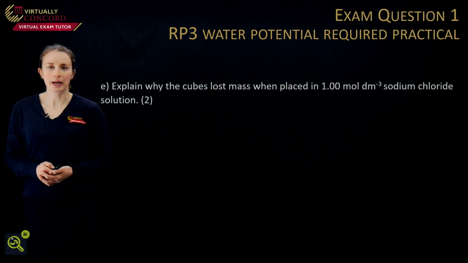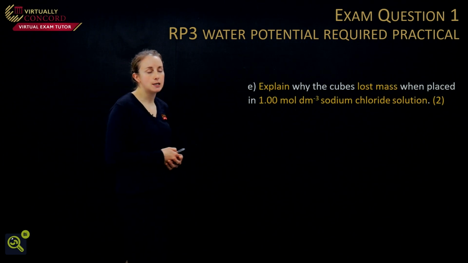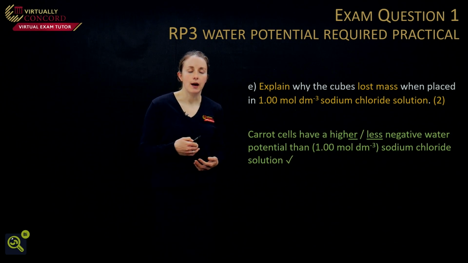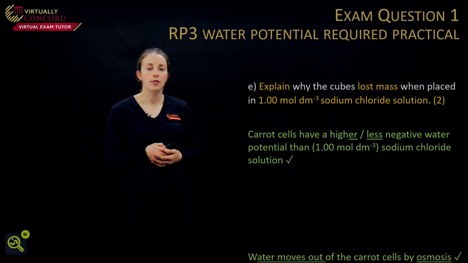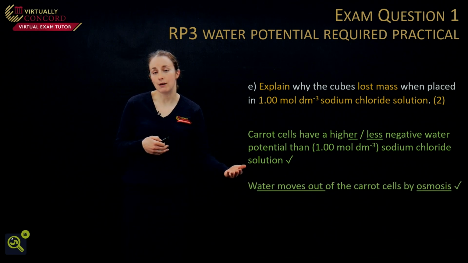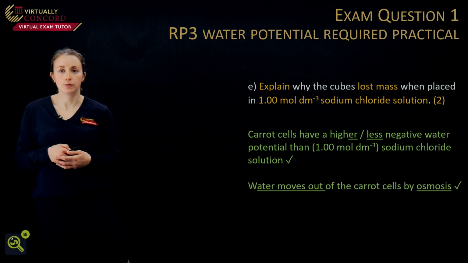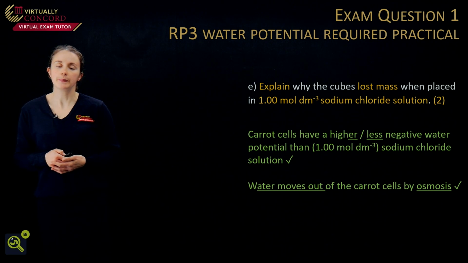Part E asks you to explain why the cubes lost mass when placed into 1 mole per decimeter cubed sodium chloride solution. And this is just your classic osmosis explanation. So you need to be talking about the carrot cells having a higher water potential than the sodium chloride solution. Therefore, the water moves out of the carrot cells by osmosis. And don't forget to include that phrase, by osmosis.